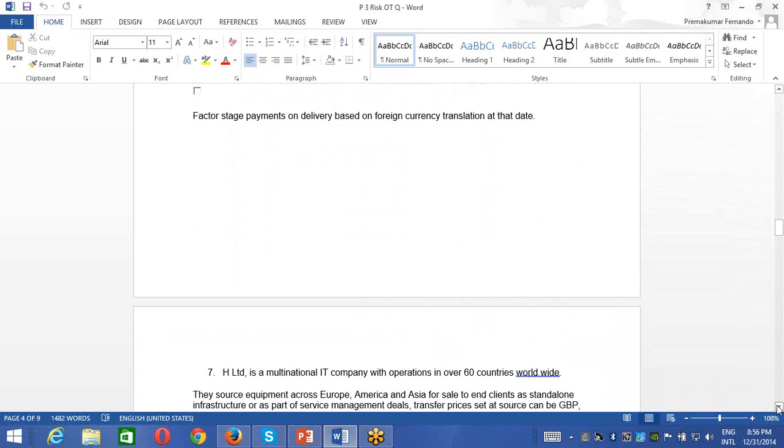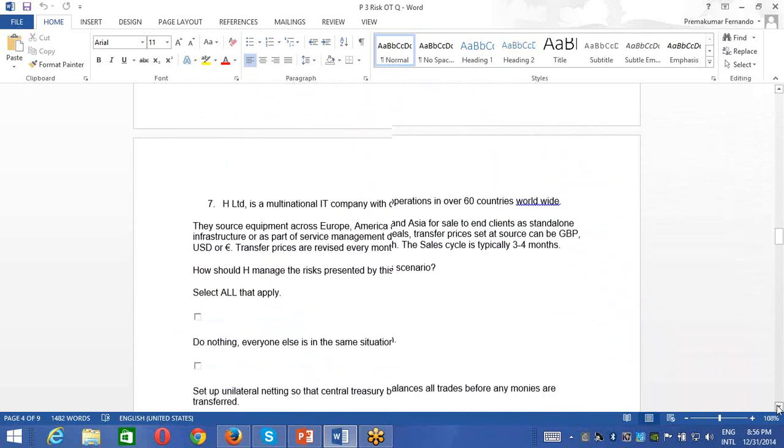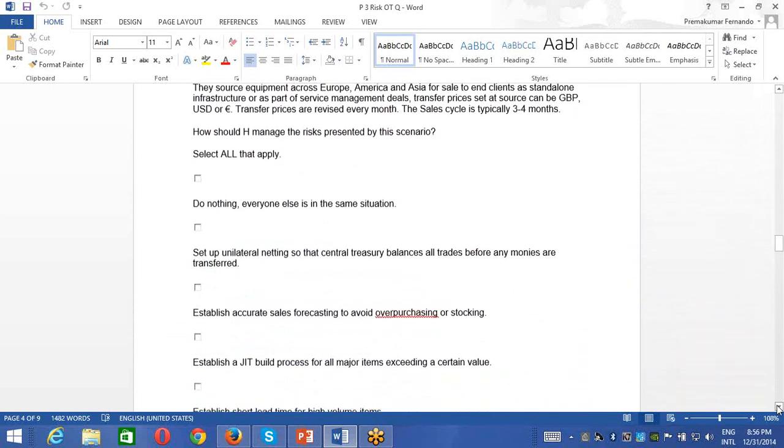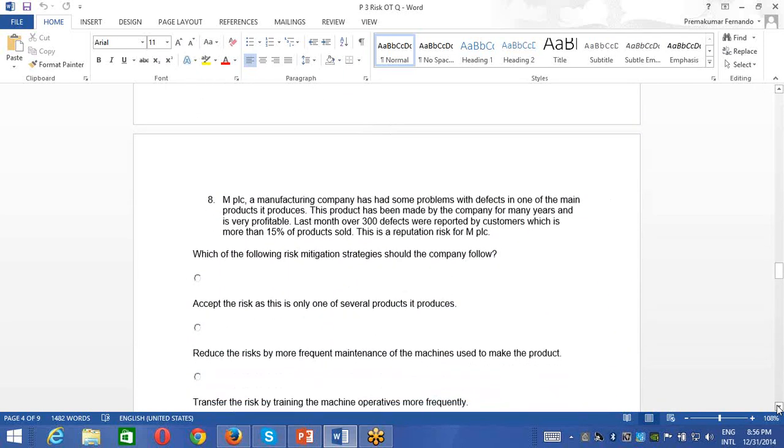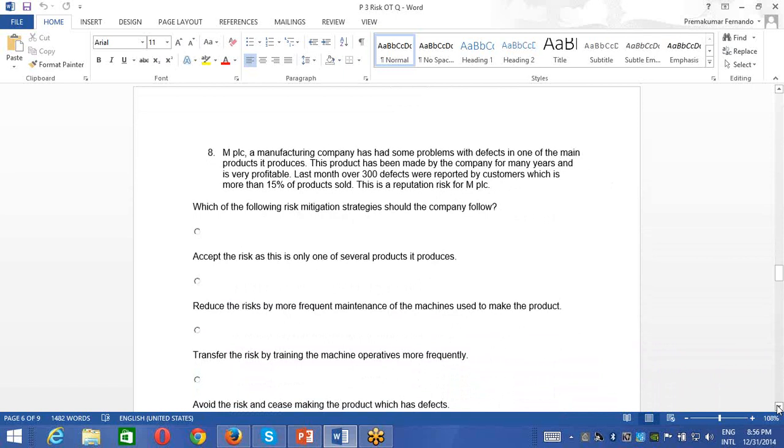Actually, question number 6 and 7 have got duplicated. It's the same thing, so we don't need to worry about that one. Then look at question number 8. MPLC manufacturing company had some problems with defects in one of the main products it produces. This product had been made by the company for many years and is very profitable. Last month, over 300 defects were reported by customers, which is more than 15% of product sold. So which is sizable. So this is a reputational risk for MPLC.